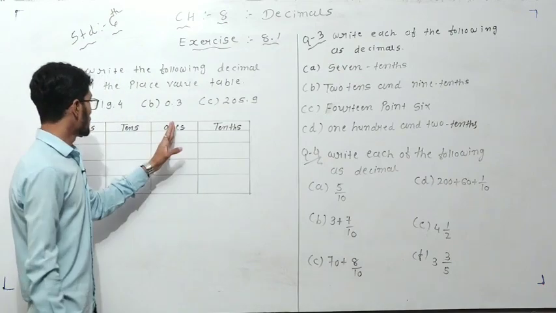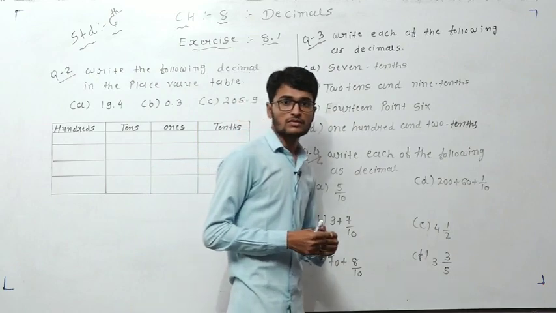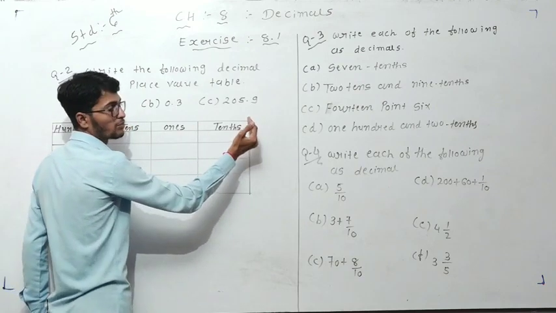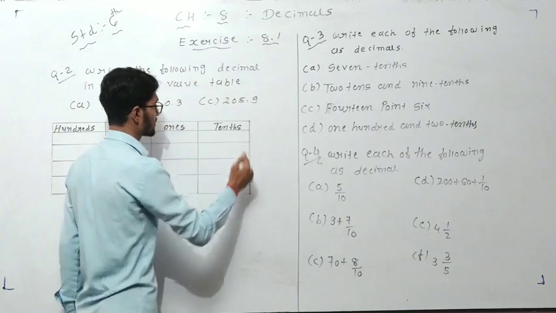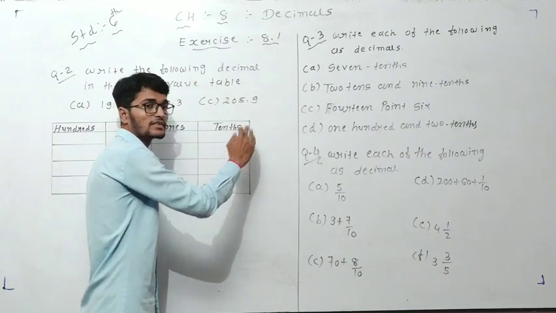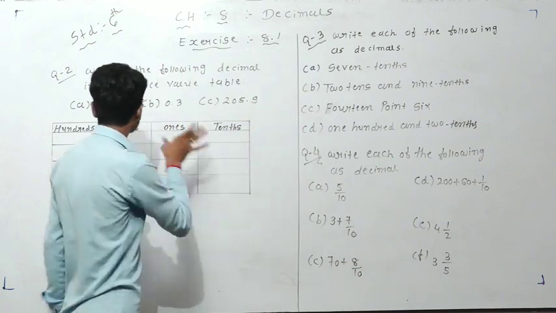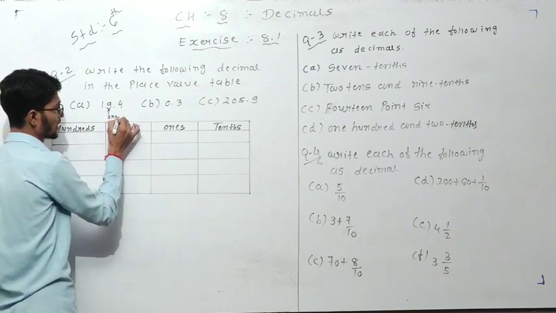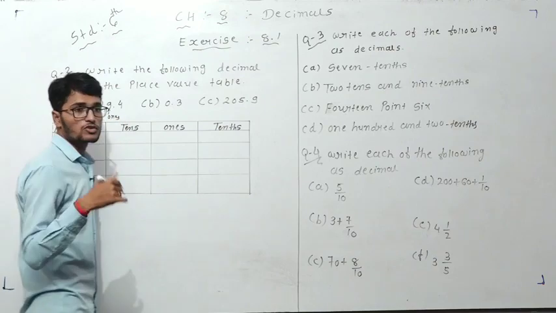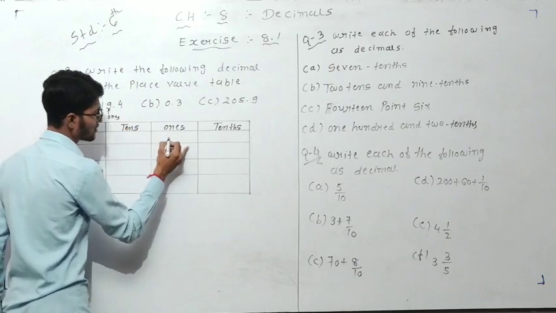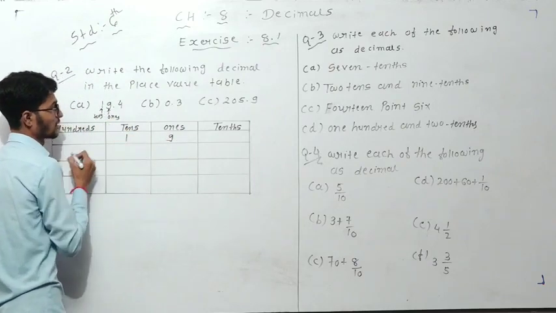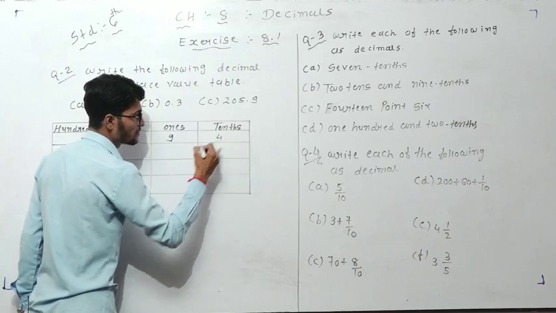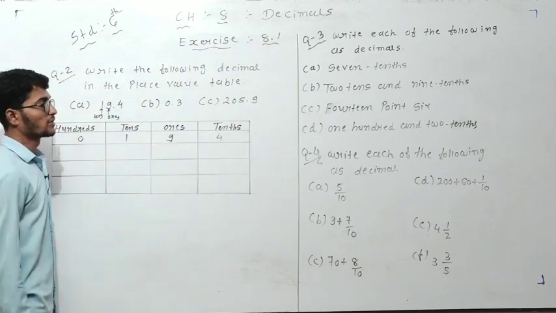Without the decimal, we start with ones, tens, hundreds, thousands as place values. After the point, the places are called tenths, then hundredths, and so on. So here is 19.4. 9 is the ones, right? This one is the tens. So write down in the ones, here is 9, tens means 1. 0.4, this one is the tenths place. So here tenths means 4, here nothing, so 0. So this one is the first question's answer.